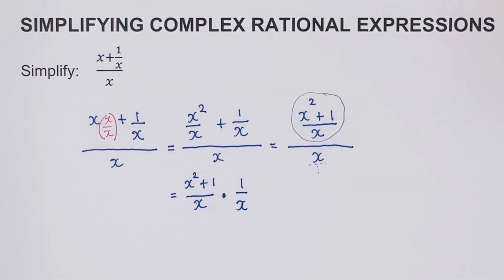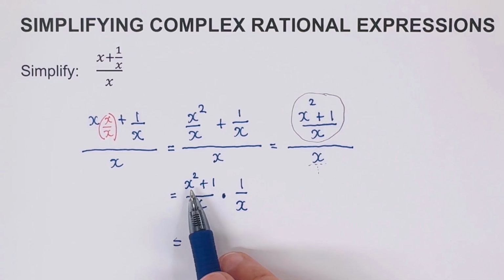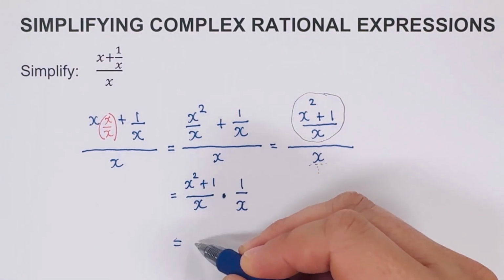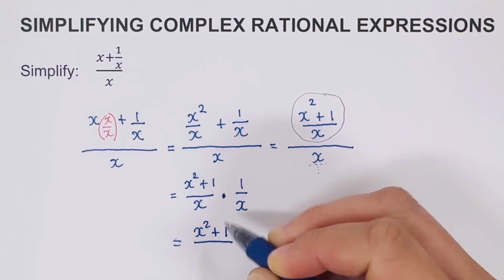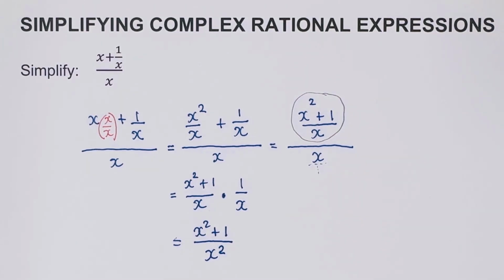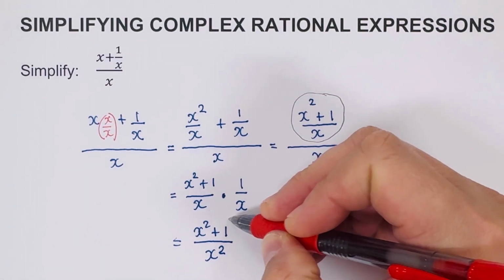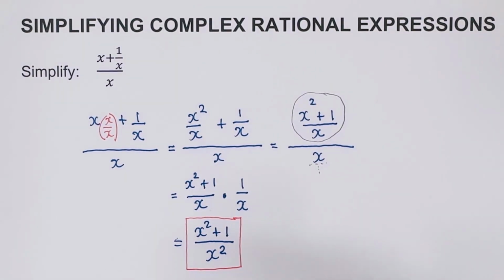So that we can go ahead and get the answer, we just have to multiply them across. That is x squared plus 1 multiplied by 1, which is still x squared plus 1, and then x times x is x squared. So this is the simplified form of the given rational expression. Now let's have another example.